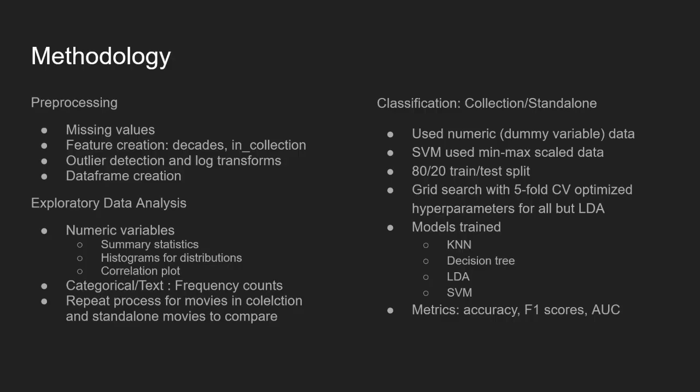To classify if a movie is in a collection or not, numeric-only data will be used, the scaled data in the case of SVM. There will be an 80-20 train test split, and grid search with cross-validation will optimize parameters. Models trained include KNN, decision trees, LDA, and SVM, and they will be evaluated based on train and test accuracy, F1 scores for both levels, and AUC.